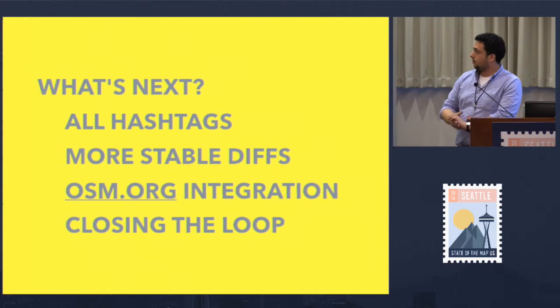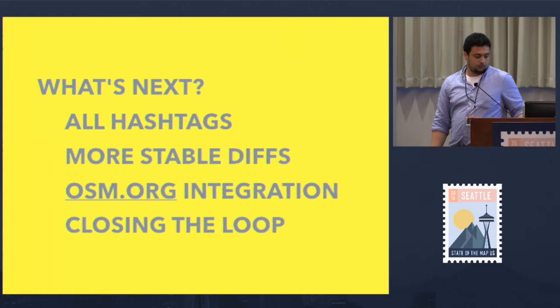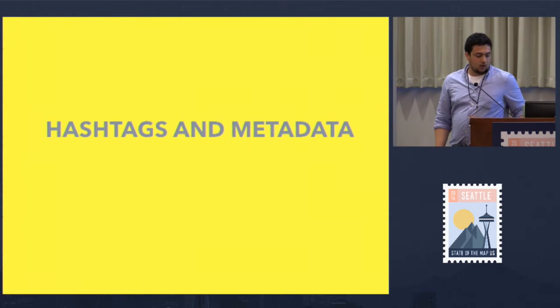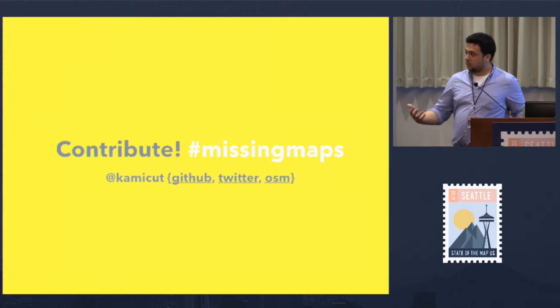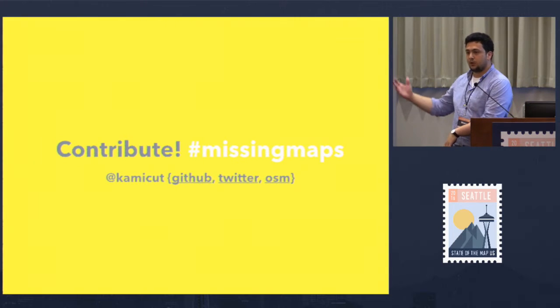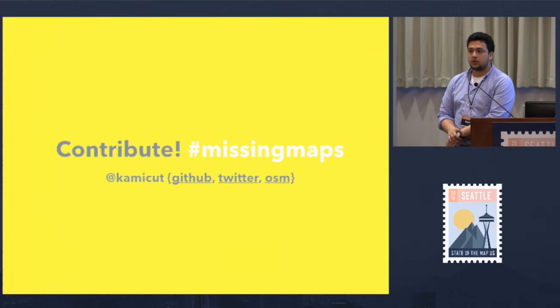Real quick, I just want to finish. We want to integrate this back into OSM, into the infrastructure, and we want to talk about closing the loop. So, real quick, we talked about hashtags and metadata, reward mechanisms, open source analytics, and I'm inviting everyone to contribute to mapathons, contribute to Missing Maps. That's my handle, Kamikut, and I'll tweet out the slides, and I'd love to have a discussion about this.